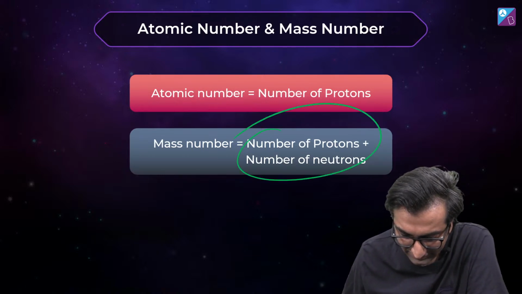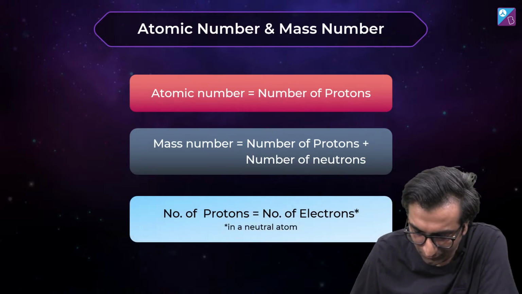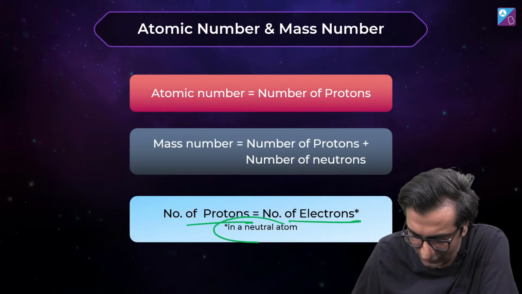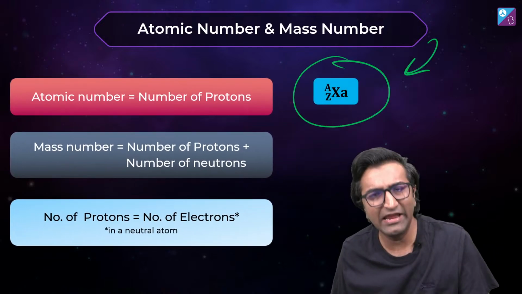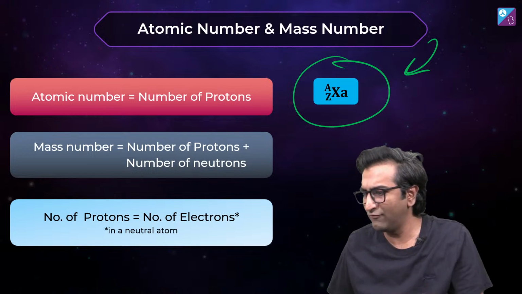Okay, and interestingly, number of protons obviously is going to be equal to number of electrons in a neutral atom. Basic stuff you already know. Okay, this is a symbol of any element. Have you seen this before? Just give me a thumbs up. Have you seen this before?